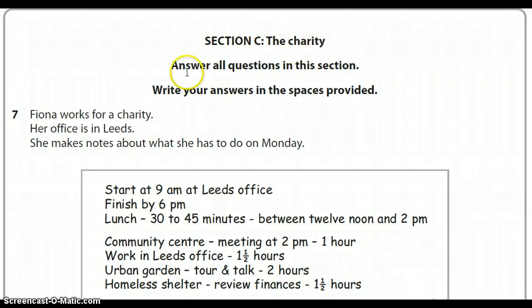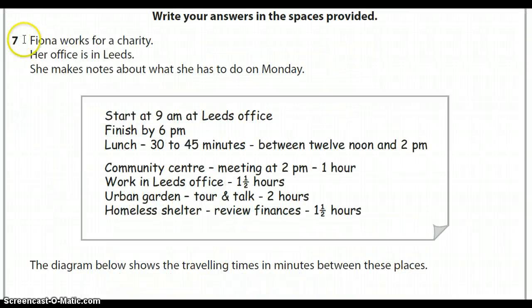Section C, the charity. Answer all questions in this section. Write your answers in the spaces provided. Number 7. Fiona works for a charity. Her office is in Leeds. She makes notes about what she has to do on Monday.